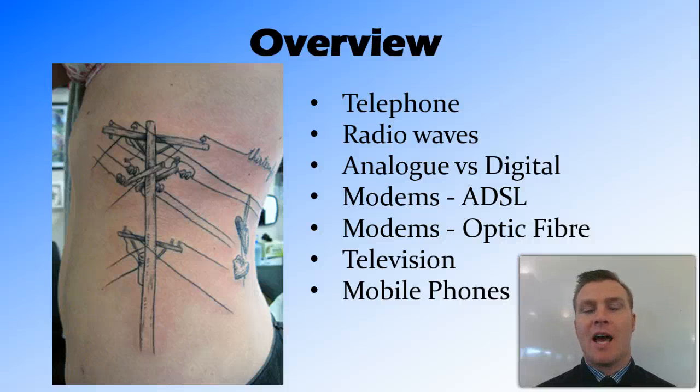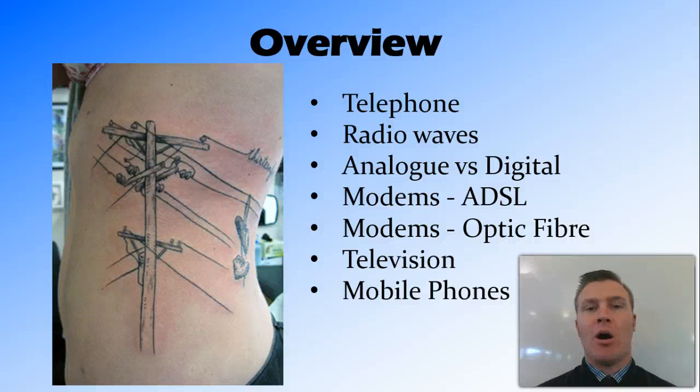In this video, we have looked at communication technologies that use the electromagnetic spectrum. We talked about the most basic, which is the telephone. We've talked about radio waves, which are transmitted in either the short wave, medium wave, or very high frequency ranges of the radio spectrum. We've looked at the difference between an analog and a digital signal. We've looked at modems, which send a digital signal through an analog medium, the copper wires.